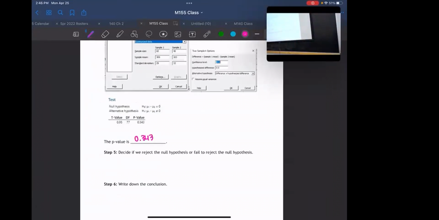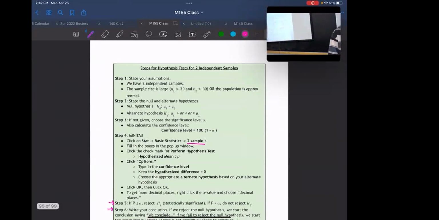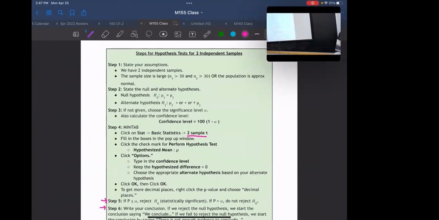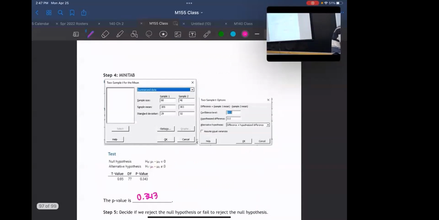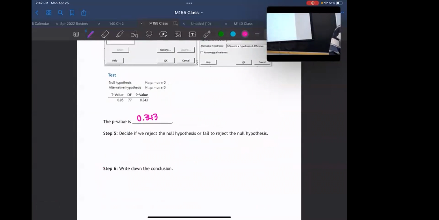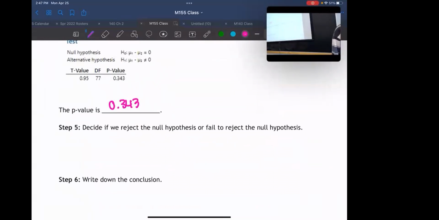Okay. So just making sure on the test steps for hypothesis tests, I think basically what happened is since Minitab has changed since last semester, I think what you need to do is X out this that says click the check mark for perform hypothesis test. Okay, I guess that's not a part of Minitab anymore. It just does it automatically. Very nice. Okay. So that's what you would need to cross off. Okay. Finally, our p-value is 0.343.